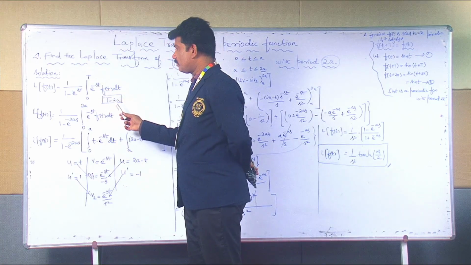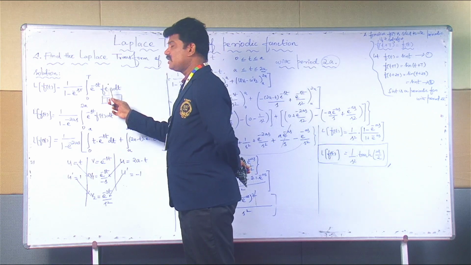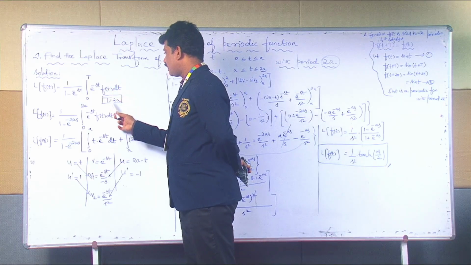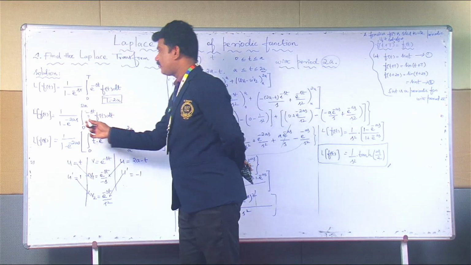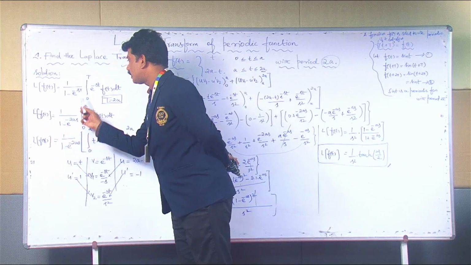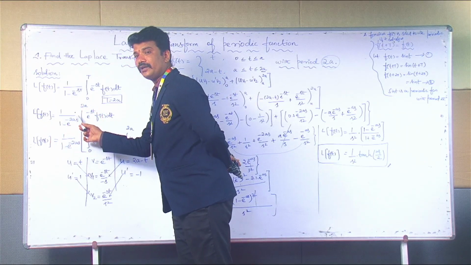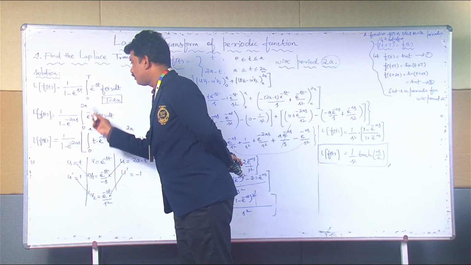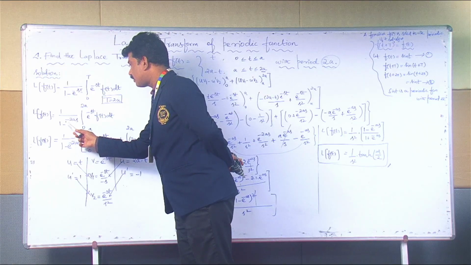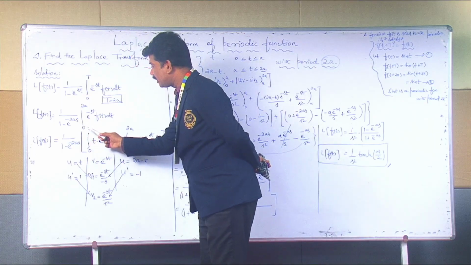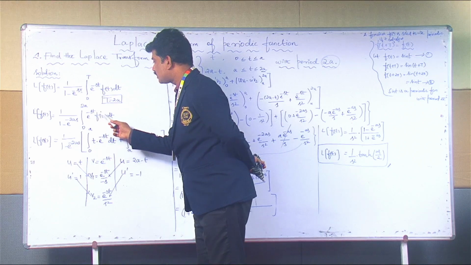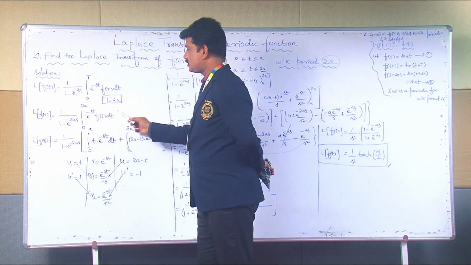So we are going to start the problem. Look at the first step. The first step is the formula. That formula is very important. In that formula, in place of capital T, we are going to replace 2a. So therefore, L{f(t)} = 1/(1 − e^(−2as)) ∫ from 0 to 2a of e^(−st) f(t) dt. So this is the second step.